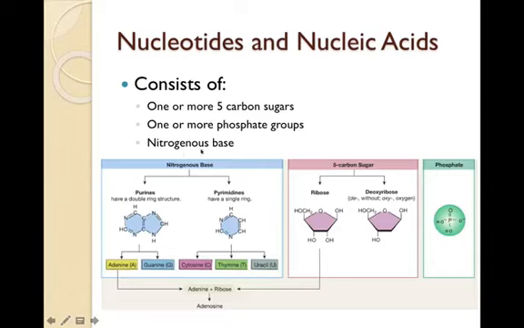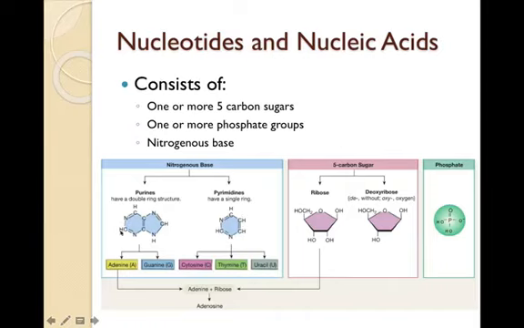The nitrogenous bases, there's actually several of them. And these nitrogenous bases, they're called nitrogenous bases because the molecule has nitrogen in it. And these can be separated into two types. There's a purine nitrogenous base and there's a pyrimidine nitrogenous base. The difference between them is that the purines are double ring structures and the pyrimidines are single ring structures.